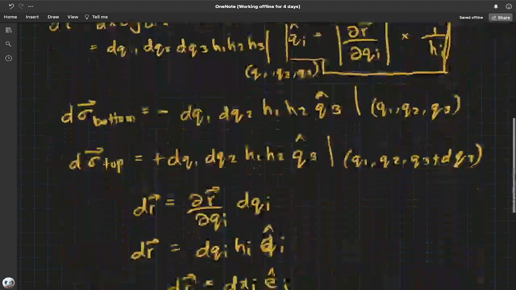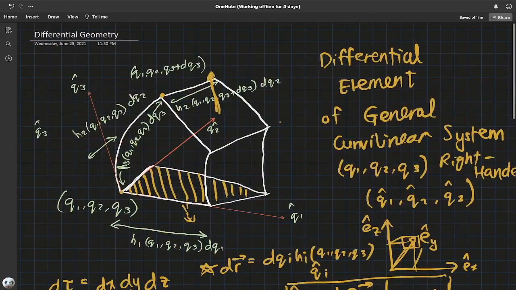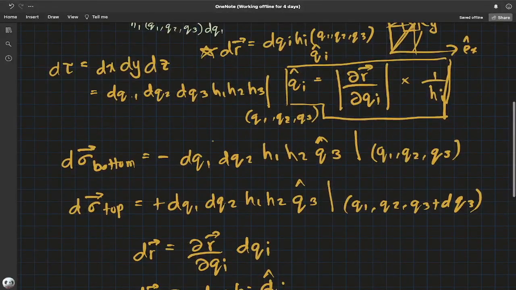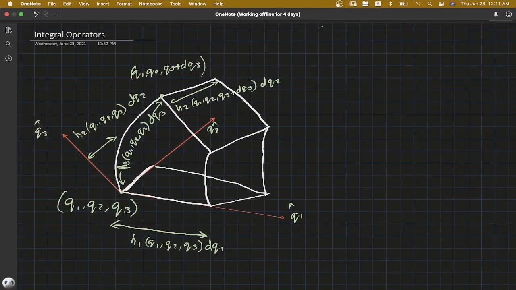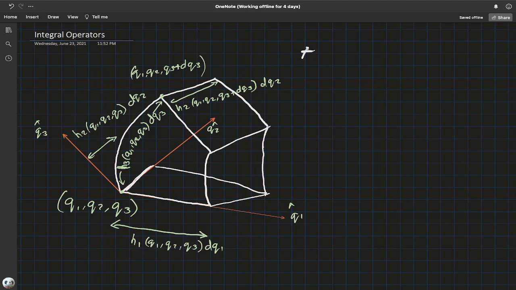Moving on to integral operators: line integrals, surface integrals, and volume integrals. We discussed these differential elements, but it's now time to combine them with an integral. Okay, so let's talk about line integrals first.